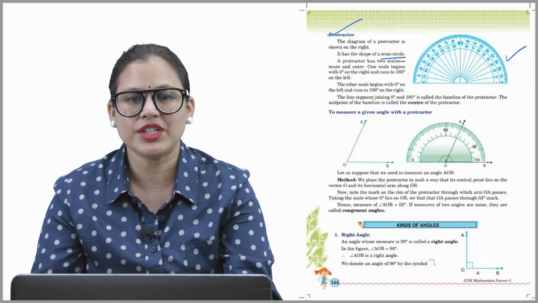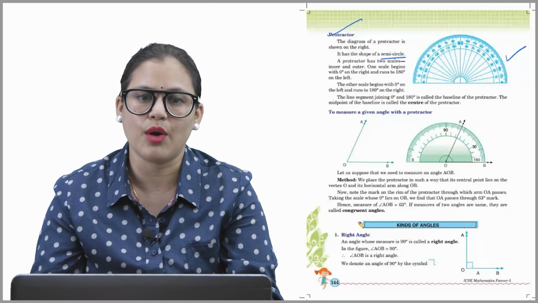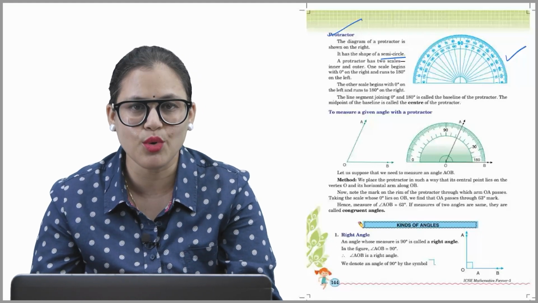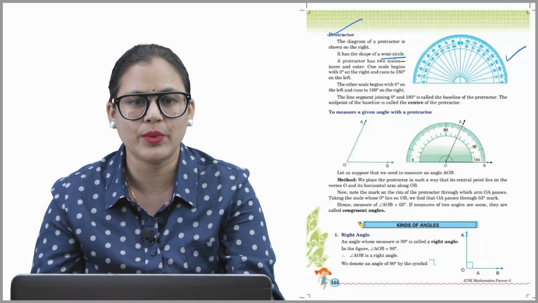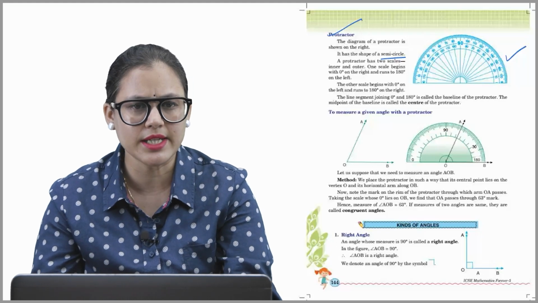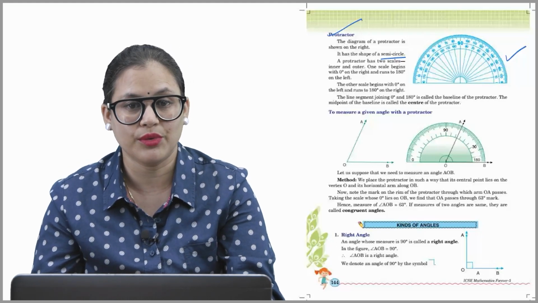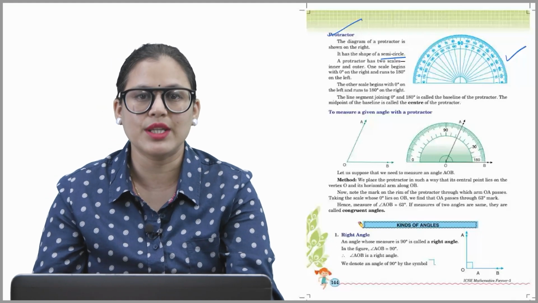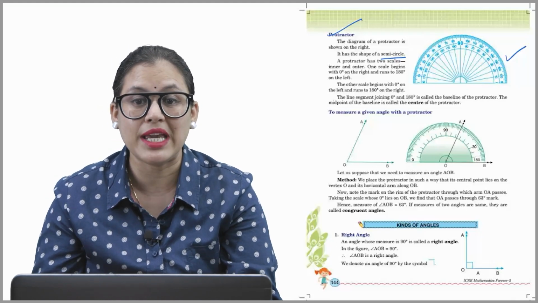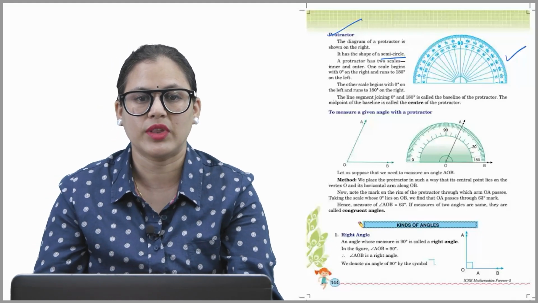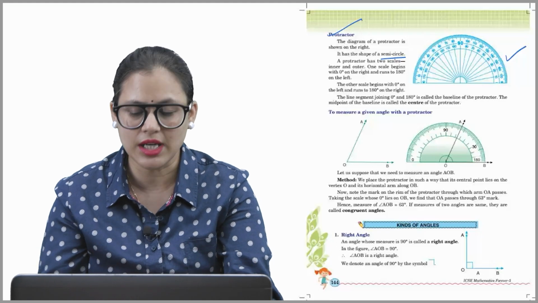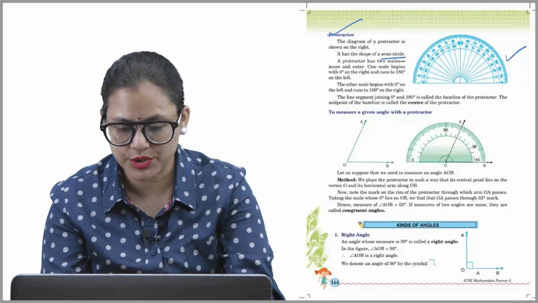A protractor has two scales, inner and outer. One scale begins with 0 on the right and then runs to 180 degrees on the left. The other scale begins with 0 degrees on the left and runs to 180 degrees on the right. The line segment joining 0 degrees and 180 degrees is called the base line of the protractor. The midpoint of the base line is called the center of the protractor.